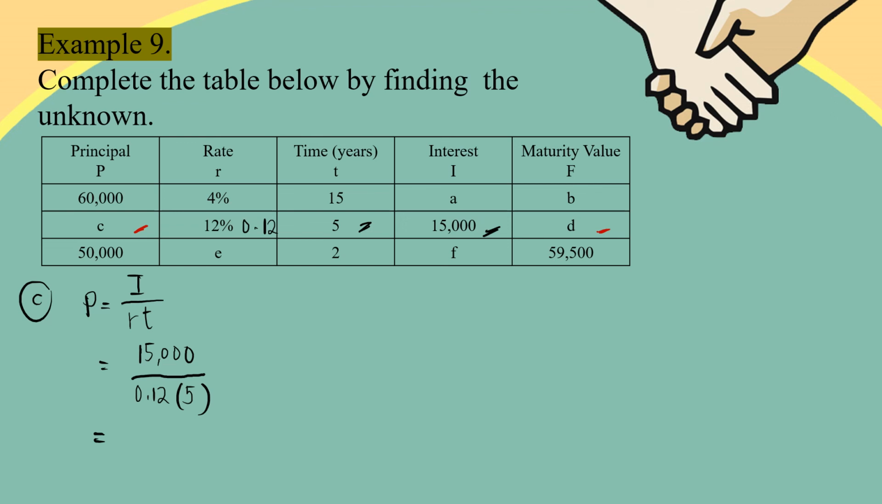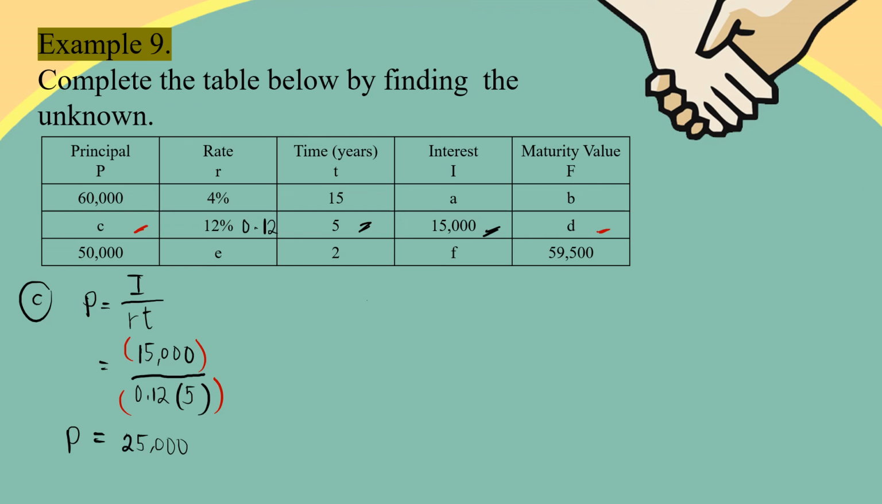Or, kung walang fraction key, gamit tayo ng parentheses dyan sa numerator and denominator. Okay, ang makukuhang answer ay 25,000. So, ang principal natin ay 25,000.